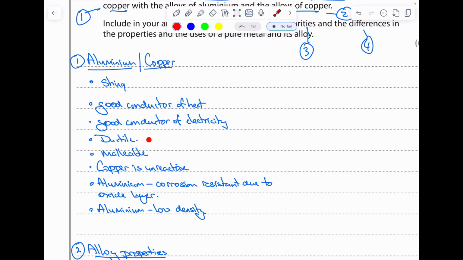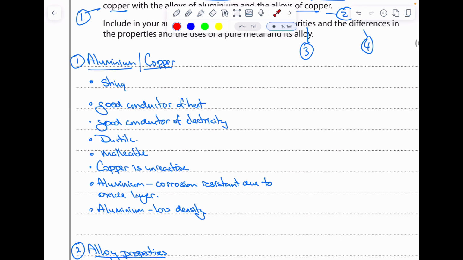Ductile means it can be drawn into wires. We know copper wires, they're pulled out. Malleable means bendy. Copper is unreactive. Aluminium is also unreactive. If you remember, it has a layer of oxide on its surface, which means it doesn't react. And aluminium has a low density.